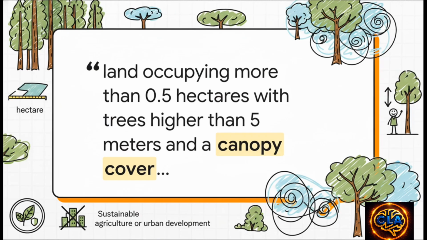They classify a forest as land occupying more than 0.5 hectares with trees higher than 5 meters and a canopy cover exceeding 10%. And crucially, this specifically excludes land that's mainly used for agriculture or urban development. Precision really matters when we're classifying these biomes.